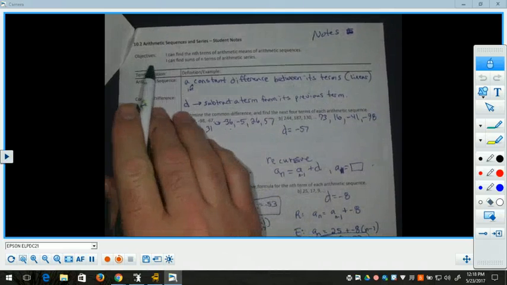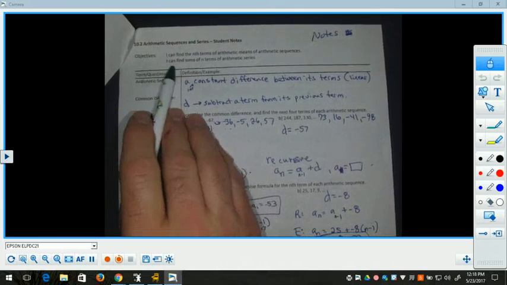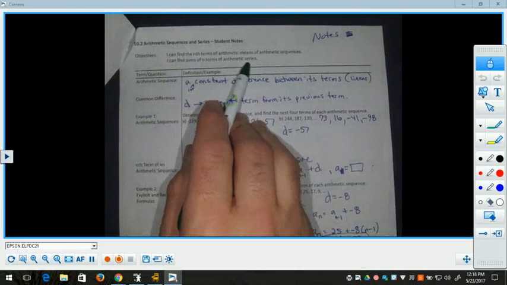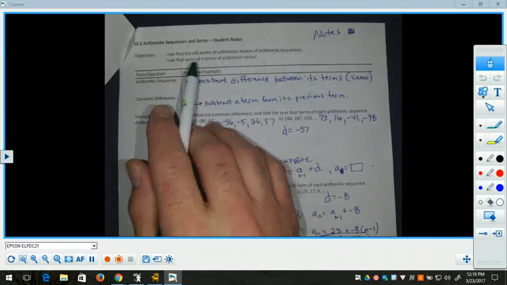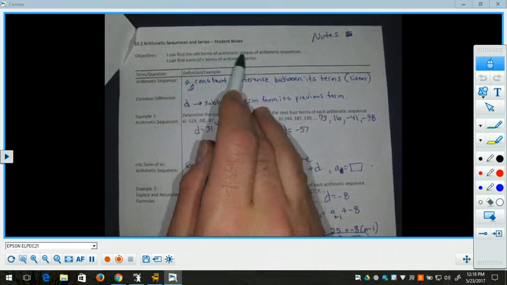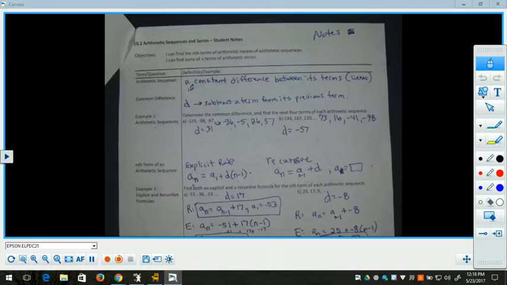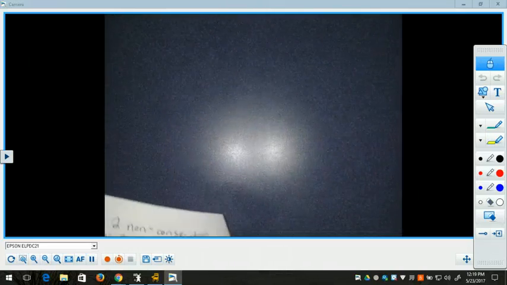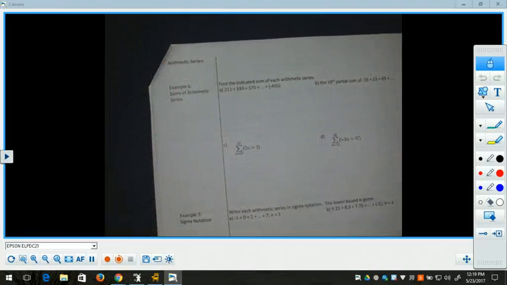The learning target for this part of 10.2 notes is that you can find the sums of n terms of an arithmetic series. In the previous lesson, 10.1, we looked at finding the nth terms of arithmetic means and of arithmetic sequences using explicit and recursive rules. So today we're looking at arithmetic series, which is the indicated sum of an arithmetic sequence.